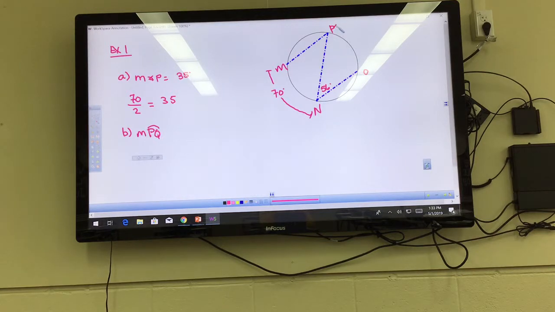Well, PQ is here. This is the intercepted arc. It has to lie within the inscribed angle. The inscribed angle is 56 degrees. So I would take 56 degrees, because it's the angle measure, and multiply it by 2. So 56 times 2 is 112 degrees.